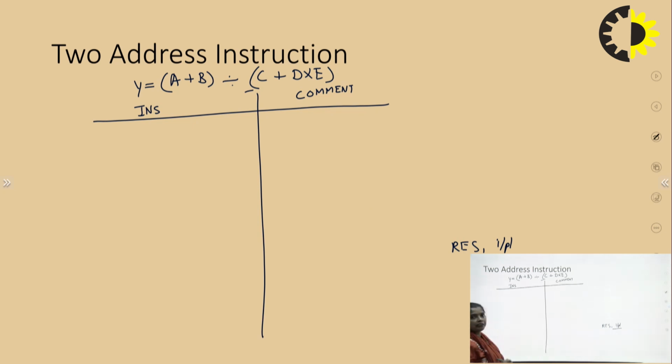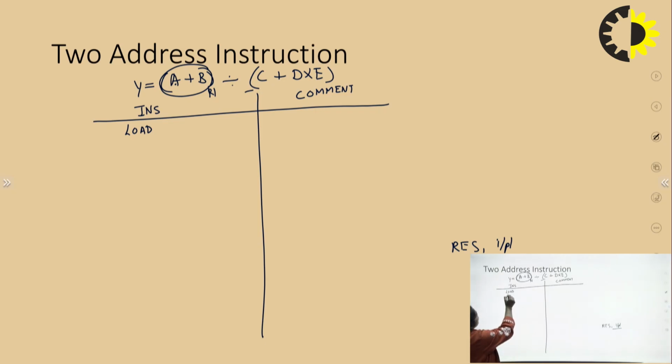In the instruction and comment, the first value is what? First you have to load A. Here you can write load or move. You can also write down the move A there. Okay? So in this particular instruction, there is an R1 value. All the complete resultant will be stored in R1.